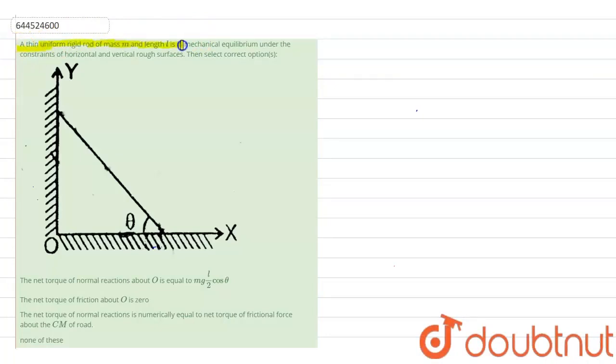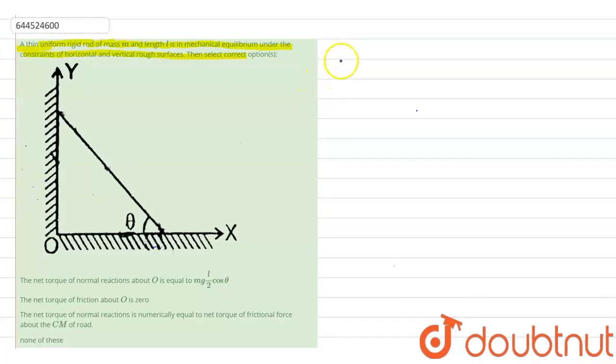Hello everyone, let's begin with this question. It says that a uniform rigid rod of mass m and length L is in mechanical equilibrium, constrained by a horizontal and a vertical rough surface. We have to figure out which of the following options is correct. First we have to calculate the torque around O and check whether this option is correct or not.